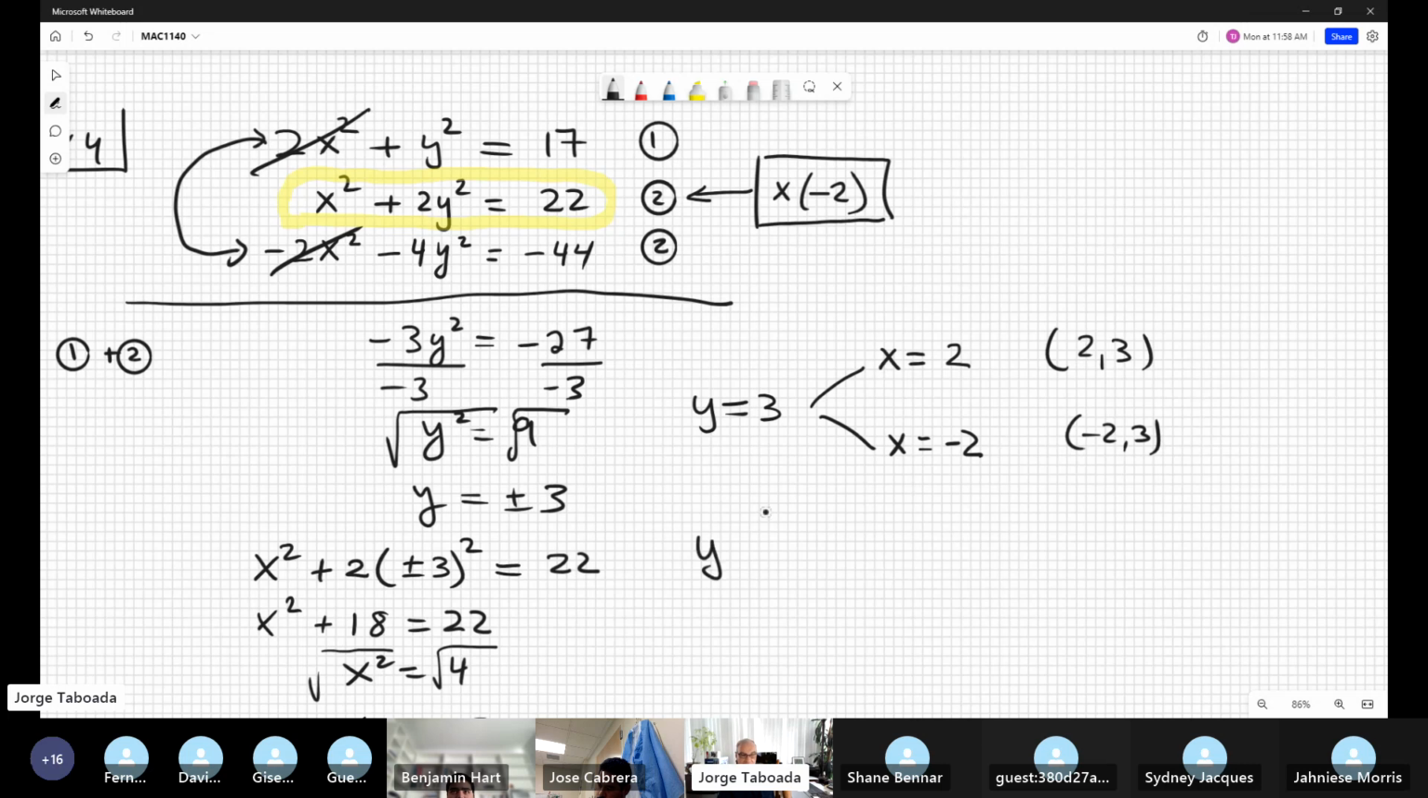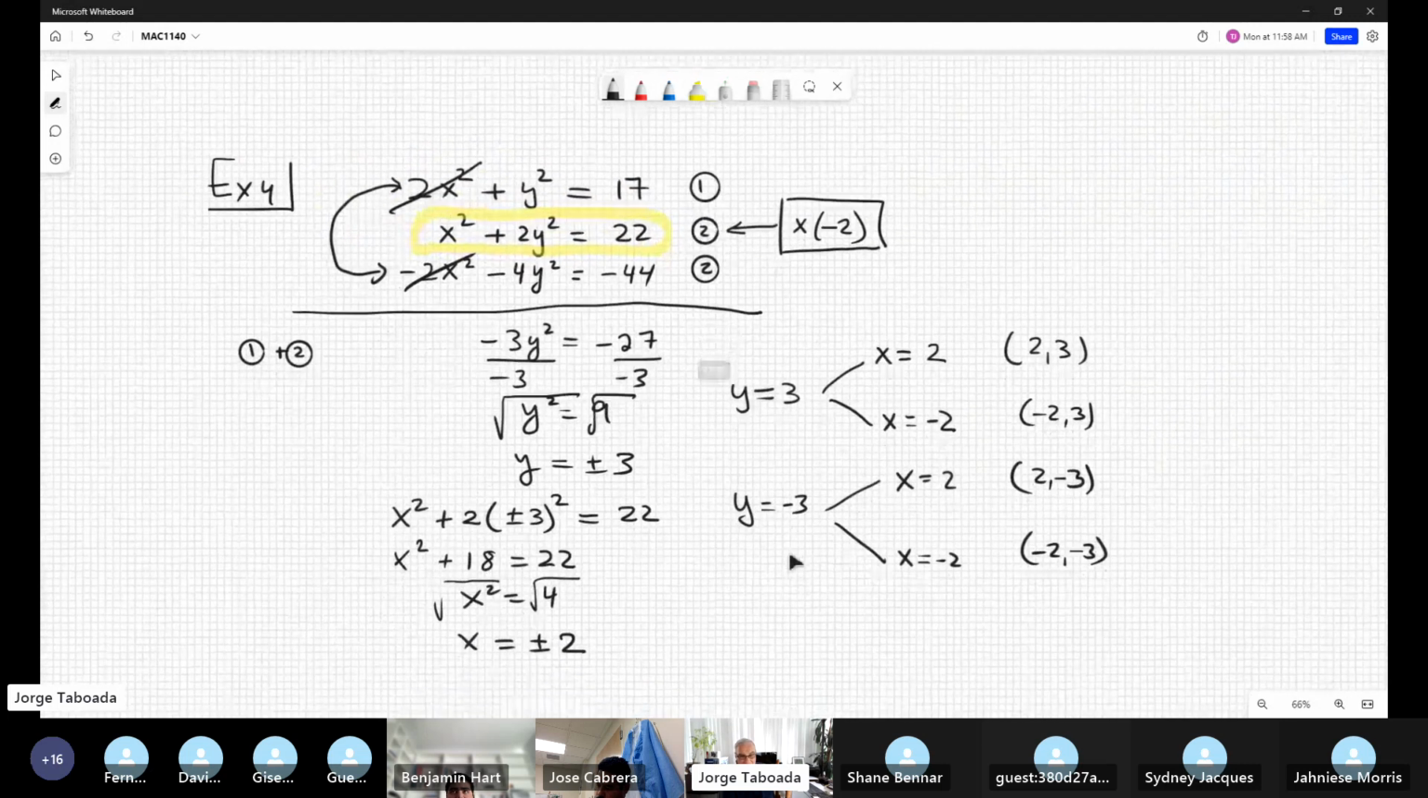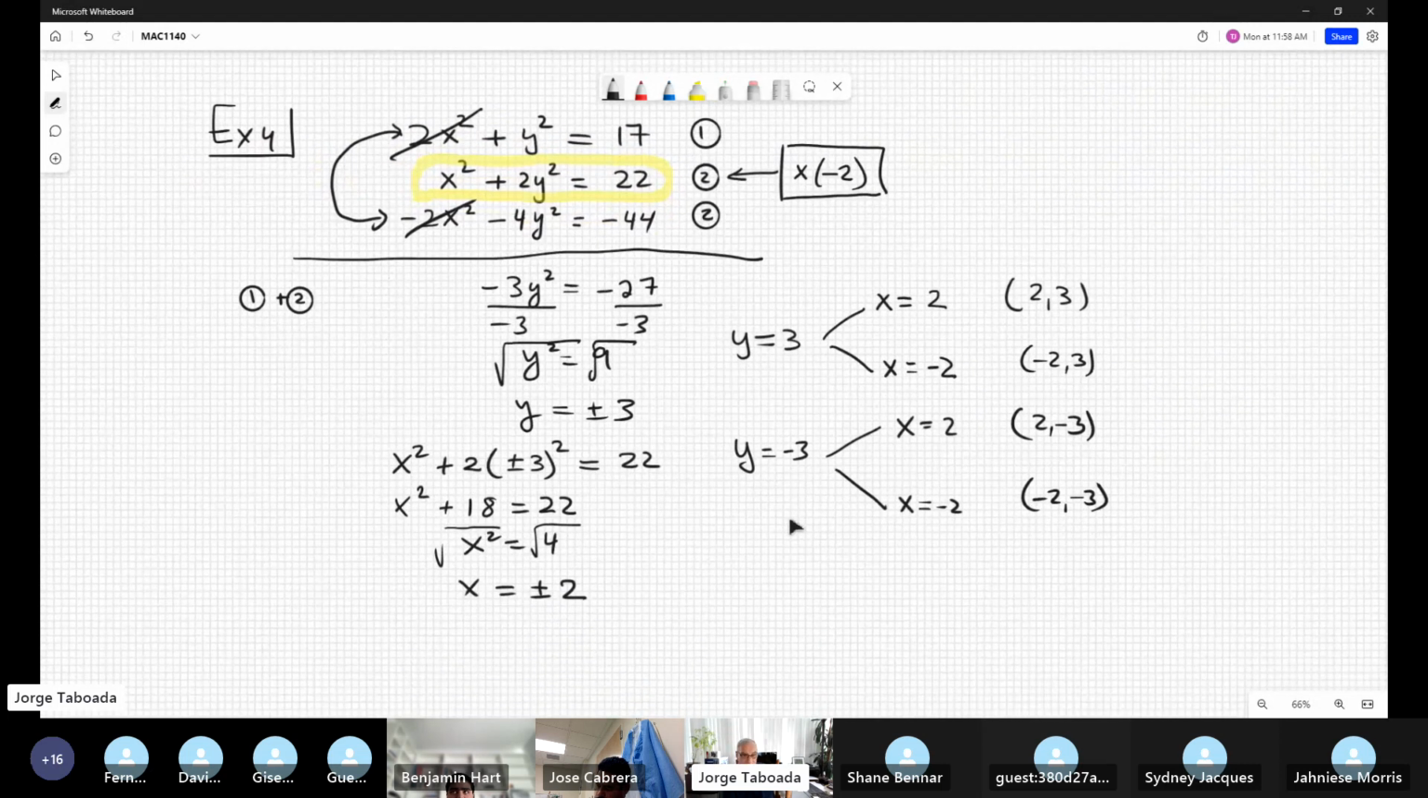However, if you select negative 3, the procedure is identical, and you get two answers, x equal 2 and x equal negative 2, and you get 2,-3 and minus 2,-3. Wow, we have 4 possibilities. Do you understand very well? Just in case, to make sure that everything is okay or not, you put in decimals and you verify that we have 4 solutions.